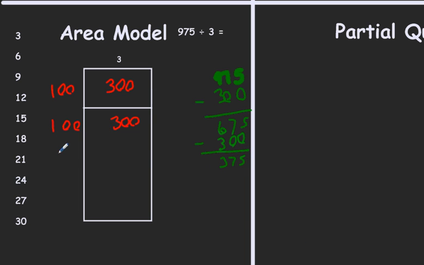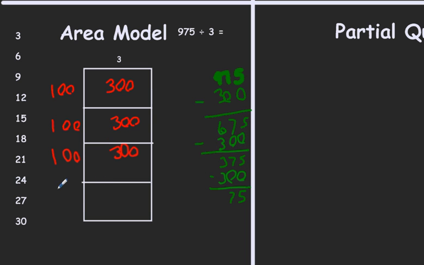So I'm going to try 100 again. That's 300. You notice I forgot to put my lines in. Let me go ahead and do that. So now I'm going to subtract this 300, which leaves me 75. Now I'm not quite to a multiple of any of my multiples that I can see yet. So let me go ahead and try another one.